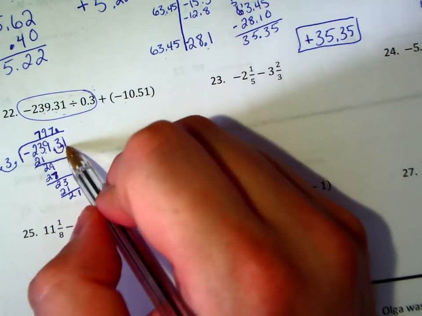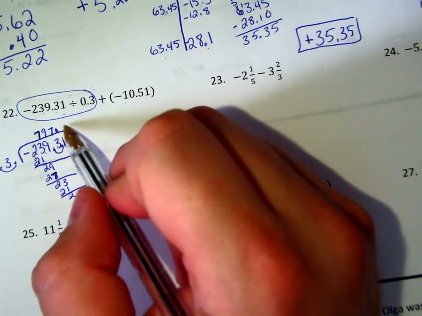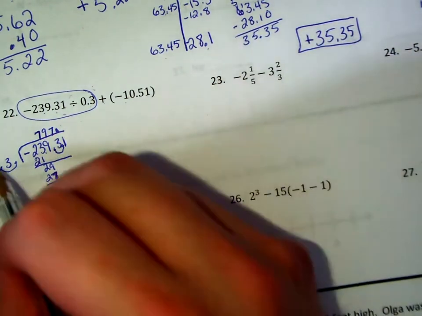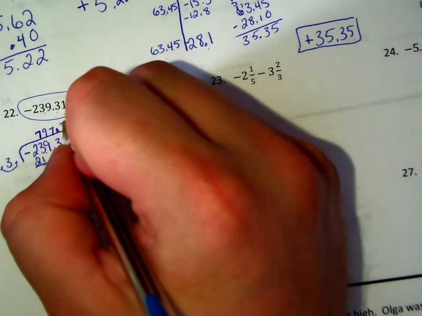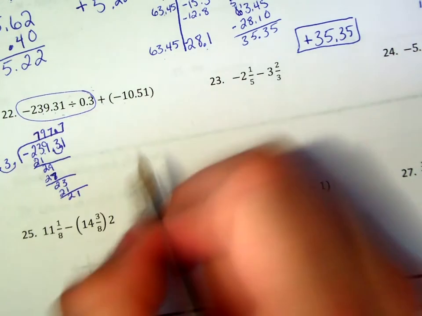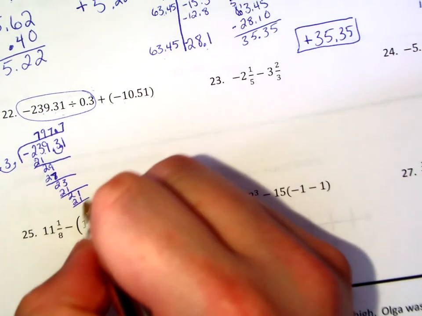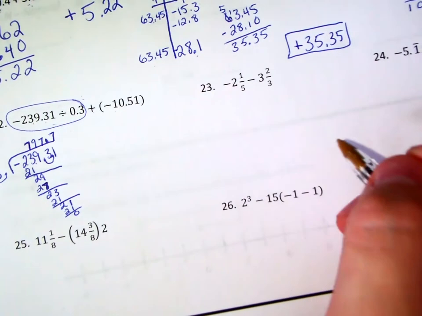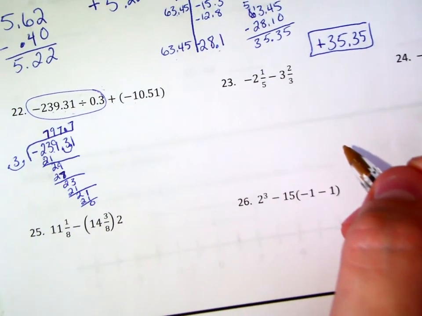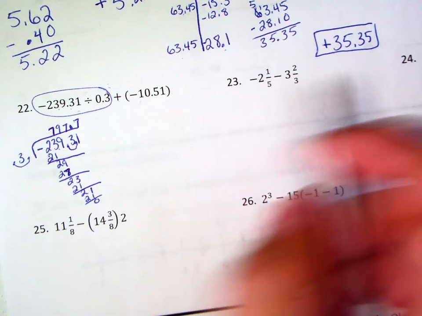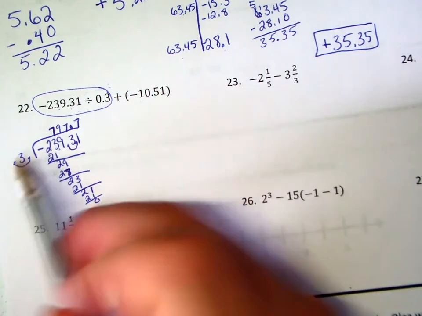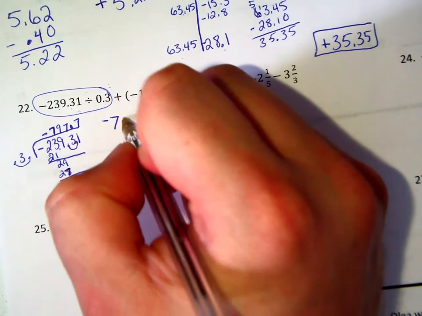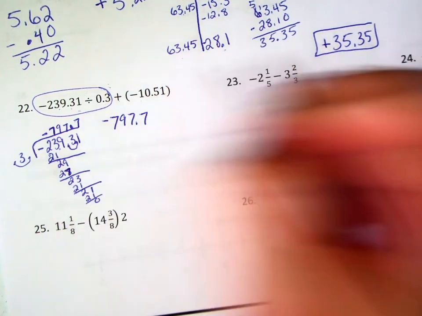And remember, this last term is on the right side of the decimal, so its response should go on the right side of the decimal as well. 3 goes into 21 an even 7 times on that right side of the decimal. Brings me down to a 0. I no longer need to bring down any numbers or add any zeros because we have completed a terminating decimal. Again, we said a negative divided by a positive should result in a negative solution, so negative 797.7.